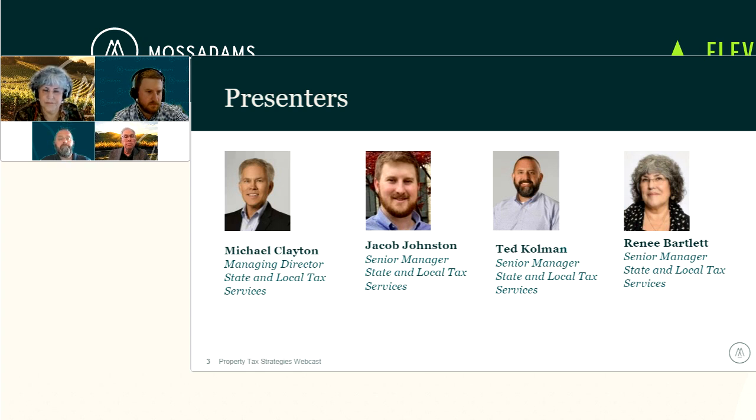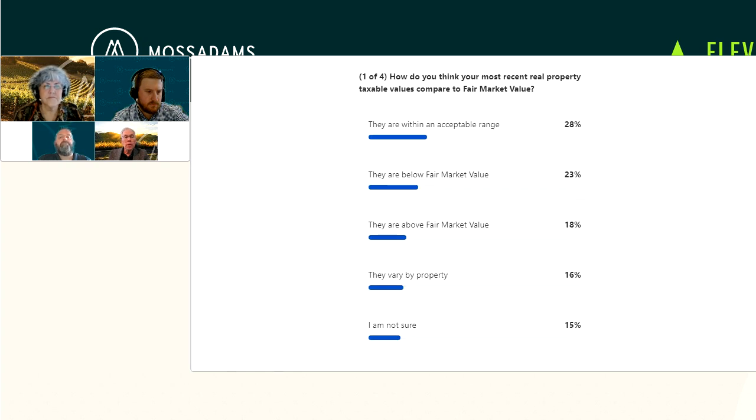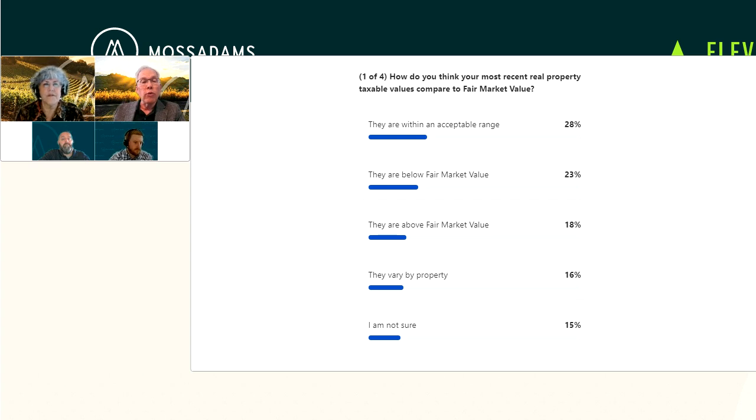Awesome, and let's take a look at the results. Great, thank you, Talia. It looks like on the question, how do you think your most recent real property taxable values compare to fair market value? It looks like C, they are within an acceptable range, is the number 1 response at 28.4%, followed by they are below fair market value. So again, thank you everyone for responding to that question, and we will have the opportunity to address some of that in today's presentation.